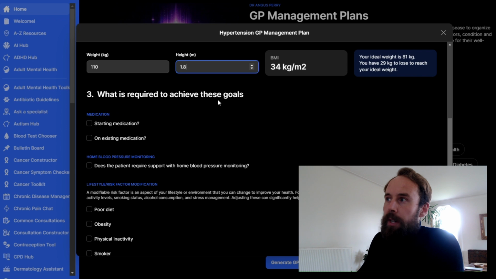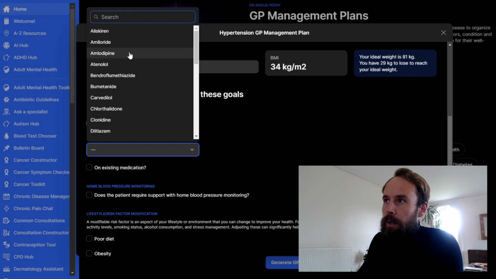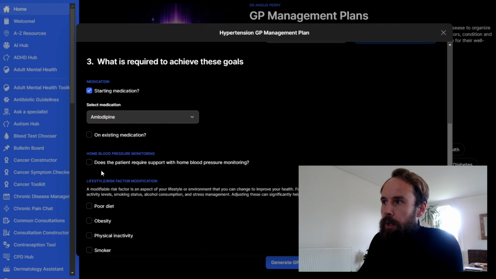Next, what is required to start these medications? Well, let's say we're going to start them on medication. Which medication? Let's say we start on amlodipine, and they're not on any existing medications.